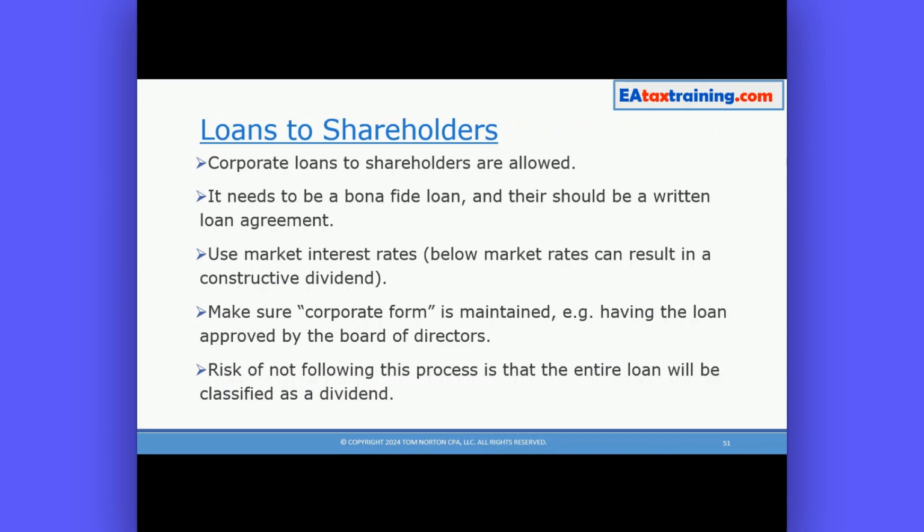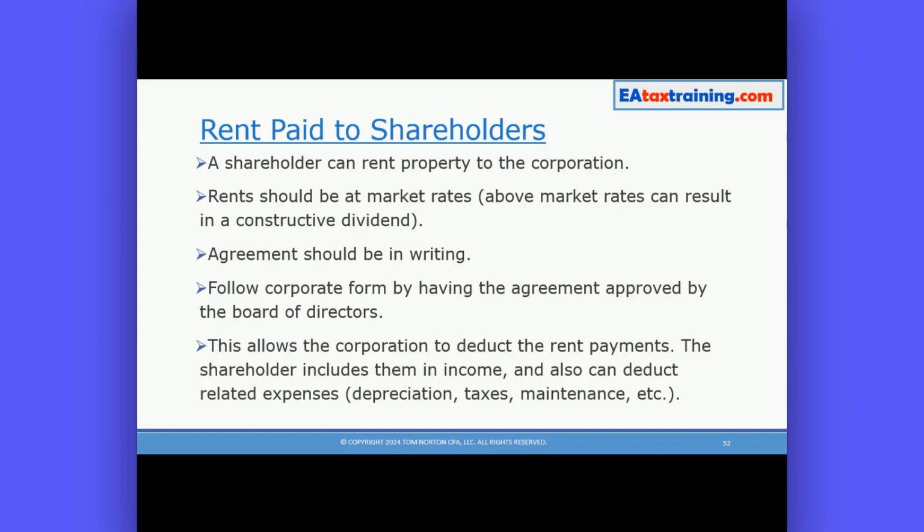So if it doesn't look like a loan, and if you're not actually treating it as if it's a loan, so there's no actual loan there, then the IRS is going to say that's not a loan, that's a dividend, and they're just going to call it that and tax it that way. So the shareholders will be taxed on that as if it were a dividend.